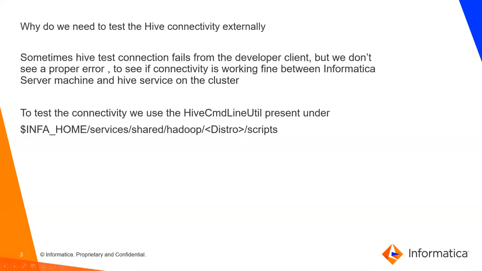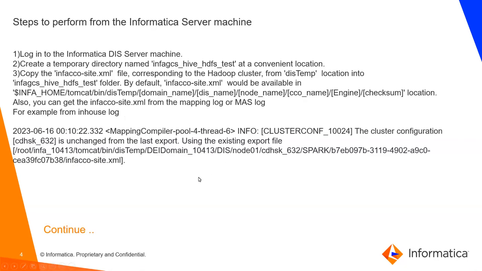Sometimes the Hive test connection fails from the Developer client, but we don't see a proper error to tell whether connectivity is working fine between the Informatica Server machine and the Hive service on the cluster. So we perform the Hive connectivity test externally. To do this, we use the HiveCmdUtil script, which is present under Info Home, services, shared, distribution, version, scripts. All these steps need to be performed from the Informatica Server machine.